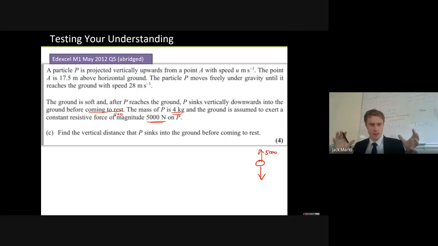So I'm trying to separate the parts here because I feel like I've got an F equals ma, and then I've got a SUVAT all put together. So we've got 5,000 here, and what's causing it to go down? The thing that's causing it to go down is its weight, isn't it? So this here should be 4g. So 4g minus 5,000 is the resultant force, unless there's anything else going on. And that will be equal to its mass times its acceleration.